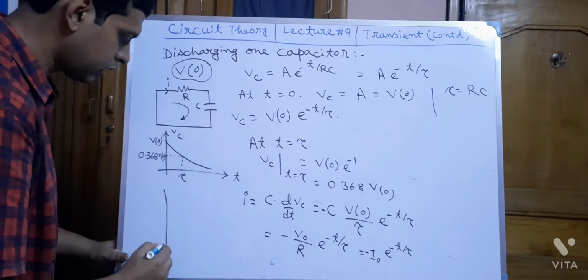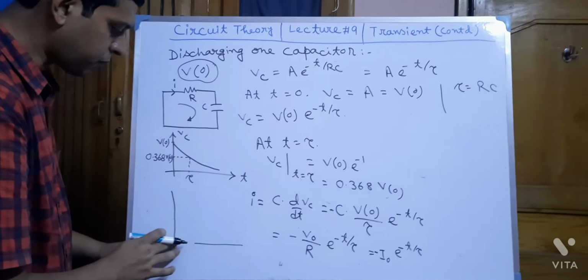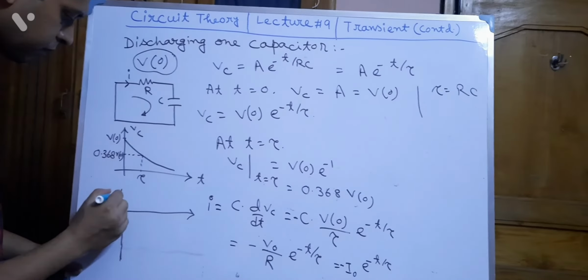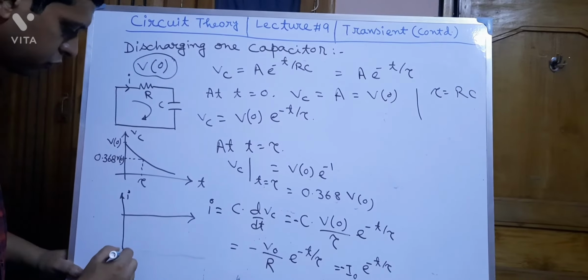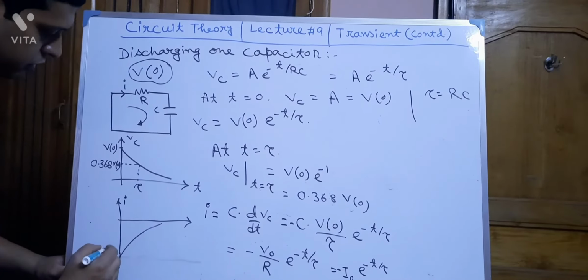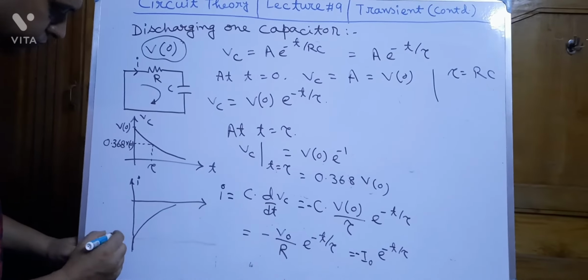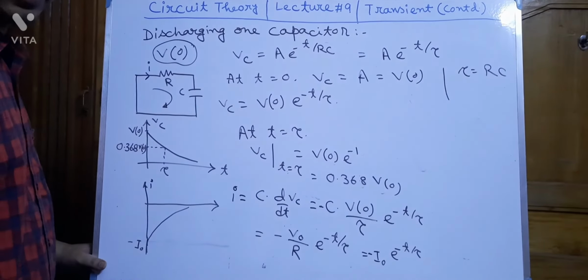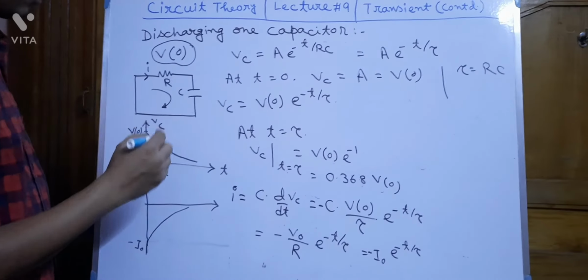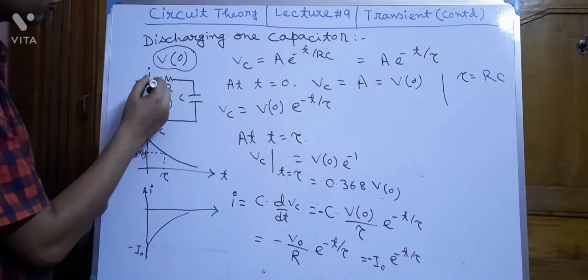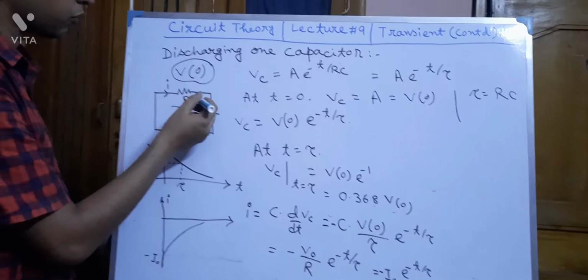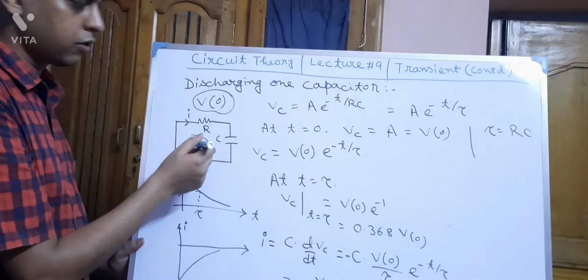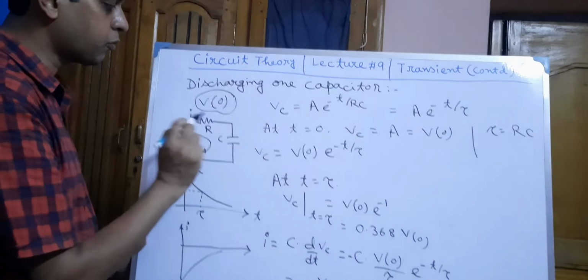So the nature of the waveform of I will be like this one. I will start from minus I0. Minus I0 means the current will flow in the opposite direction. So current will flow from the capacitor to the resistor, instead of from resistor to capacitor.